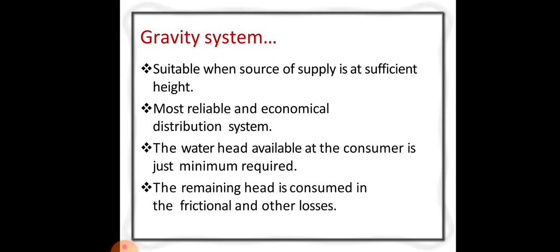Gravity system. Like the word says, in this case, the source of the water supply will be located in such a way, with respect to the area of distribution, that water can be distributed under the pressure of gravity. Here the source of the water will be located at a higher level with respect to the area where the water has to be distributed. So, water will be available with sufficient pressure at different points of the area. Here we don't need any pumping. In this case, water can be directly distributed through the force of gravity.